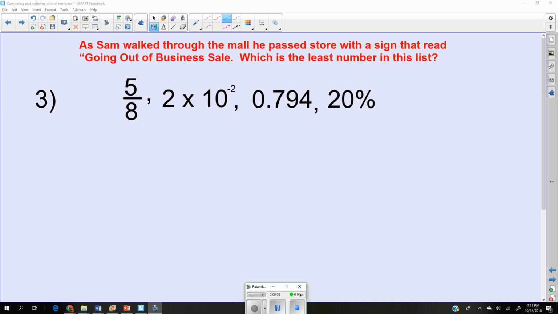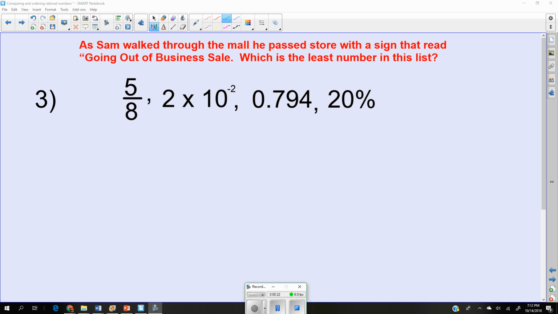Okay, here we go with number 3. All right, this one's a word problem, but let's see what it is that we need to do. As Sam walked through the mall, he passed a store with a sign that read, "Going out of business sale." Which is the least number in this list?